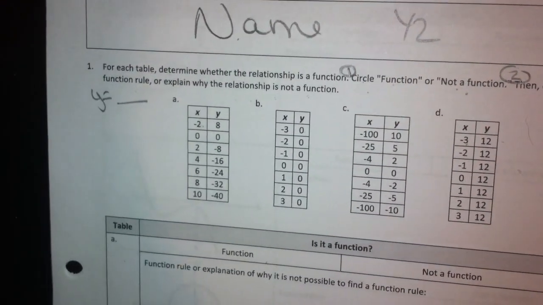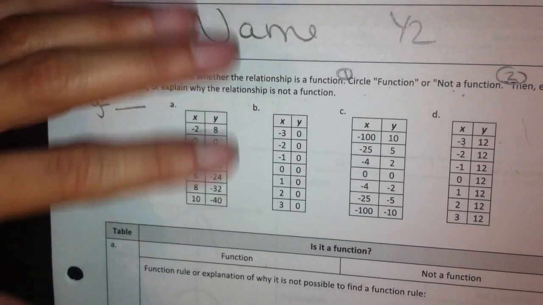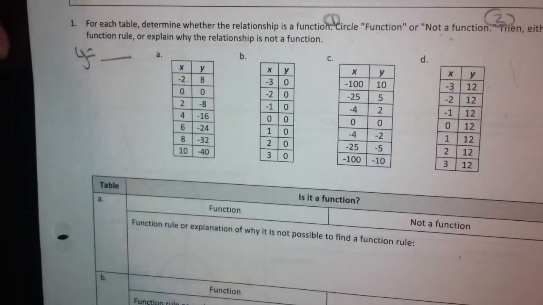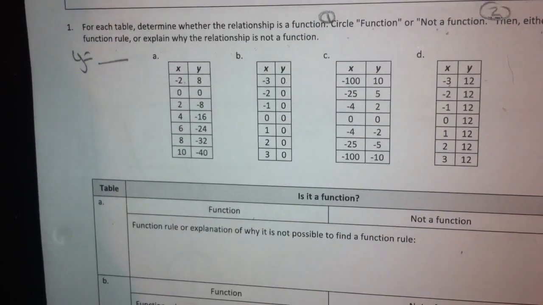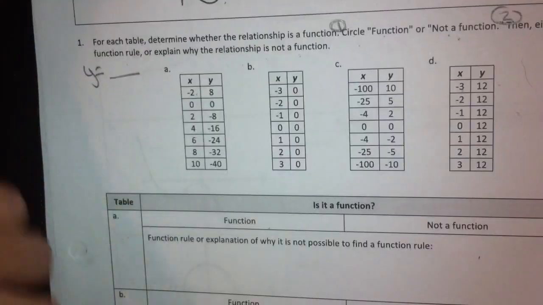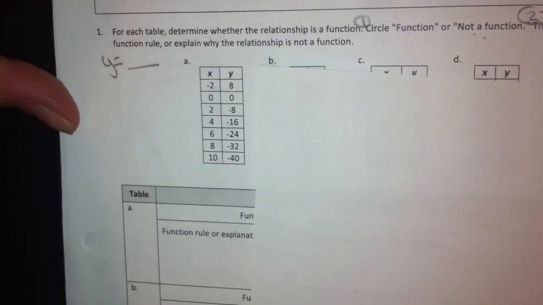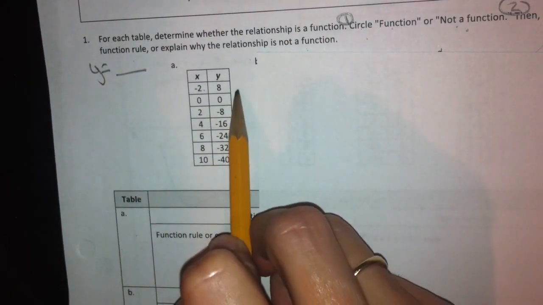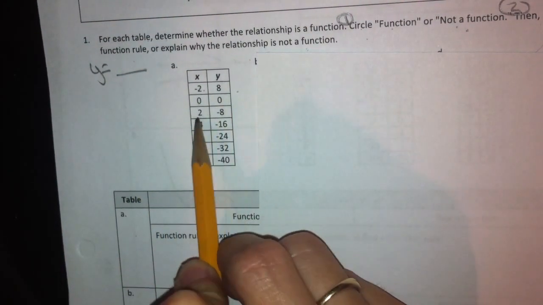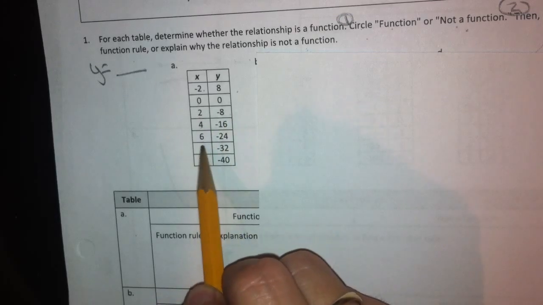Okay, so for purposes of the camera, I'm not going to keep going like this constantly. So I'm going to do it on a separate piece of paper right next to it, and you guys go ahead and fill out the rest of this table down here. So let's take a look at A. So we've got -2, 8, 0, 0, 2, -8, 4, 6, 8, and 10.